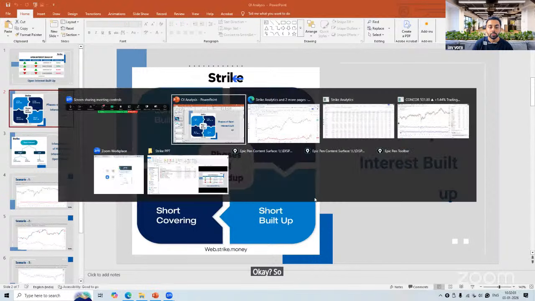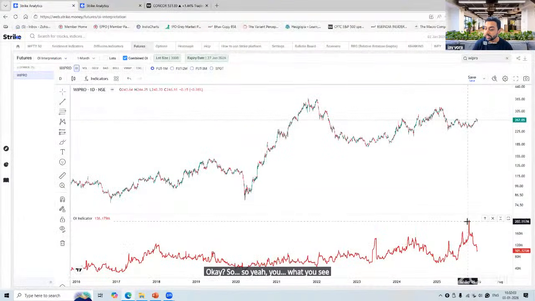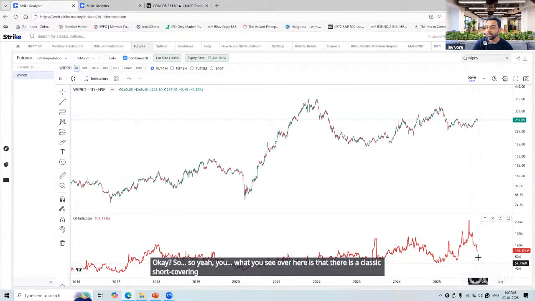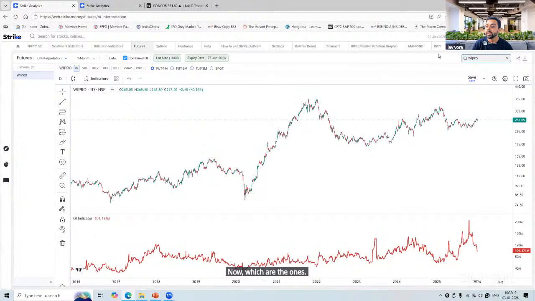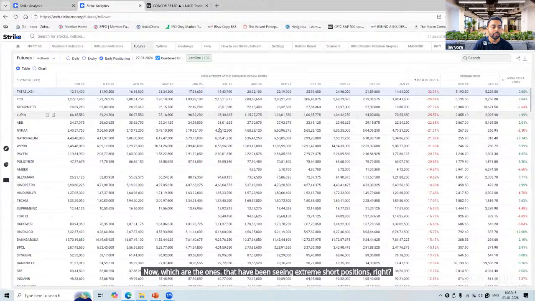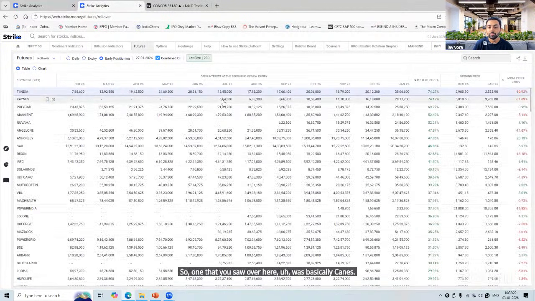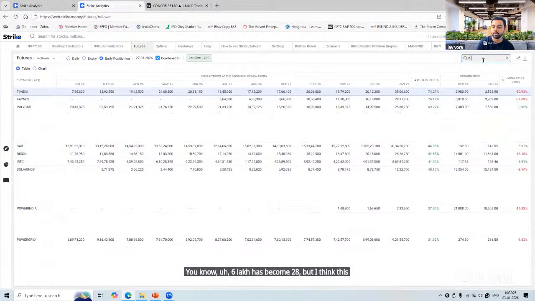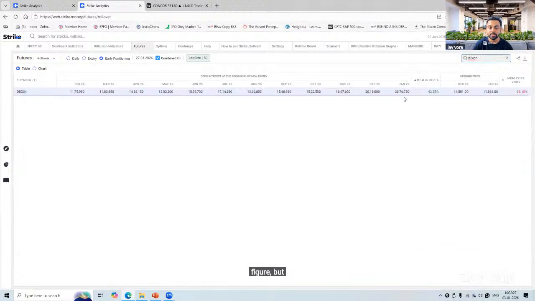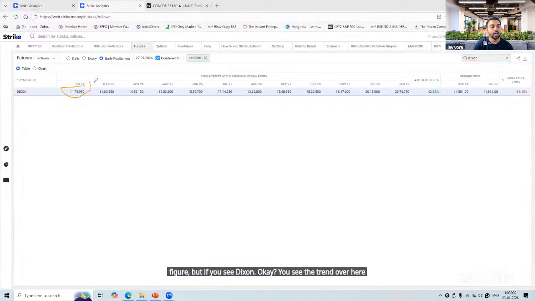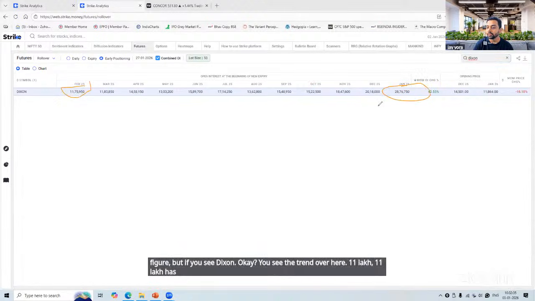So yeah, what you see over here is that there is a classic short covering rally that is playing out. Now, which are the ones that have been seeing extreme short positions? One that you saw over here was basically Keynes. 6 lakh has become 28, but I think this is not the right figure. But if you see Dixon, you see the trend over here. 11 lakh has become 28 lakh.